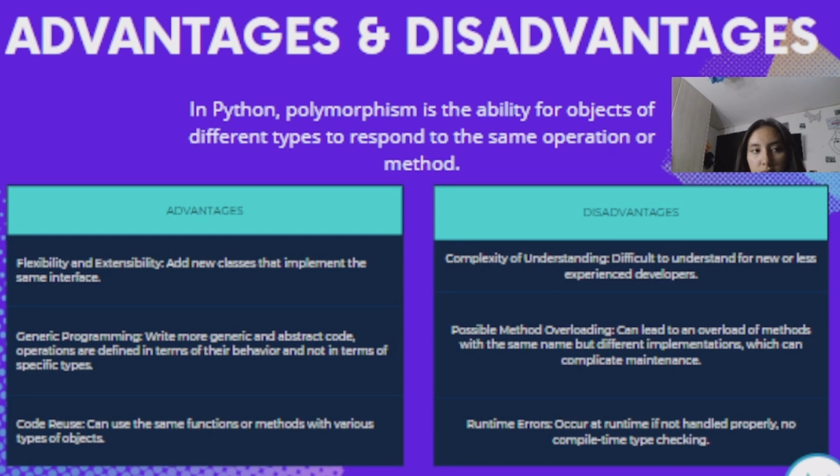Now we are talking about the advantages and the disadvantages of polymorphism. In Python, polymorphism is the ability for objects of different types to respond to the same operation or method. Now we have the advantages. The first advantage is flexibility and extensibility.